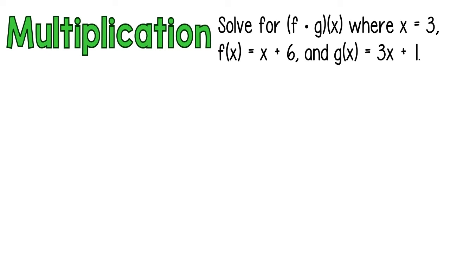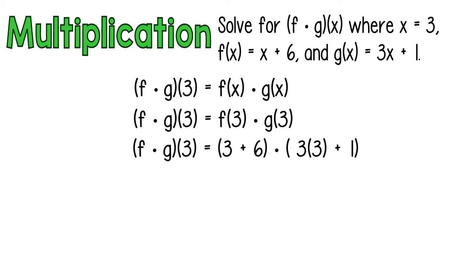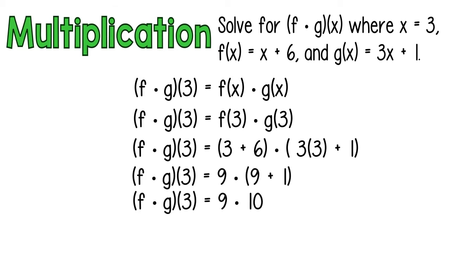For example, let's solve for the function of f times g of x, where f of x is equal to x plus 6 and g of x is equal to 3x plus 1 when x is equal to 3. X plus 6 is substituted to function f, and 3x plus 1 is substituted to function g. The function f times g of x is equal to 90 when x is equal to 3.